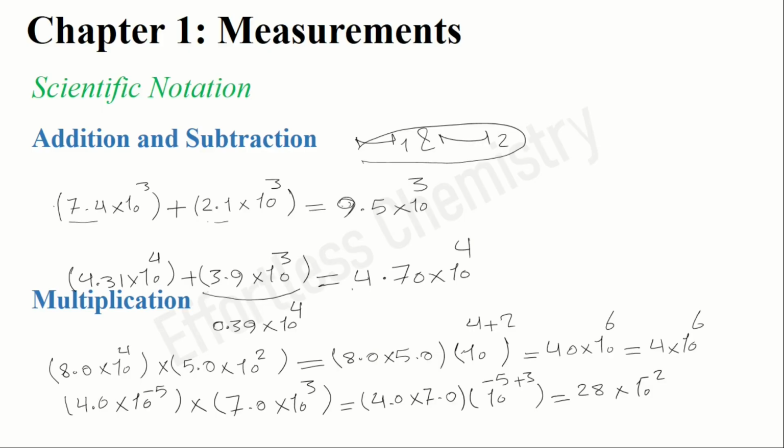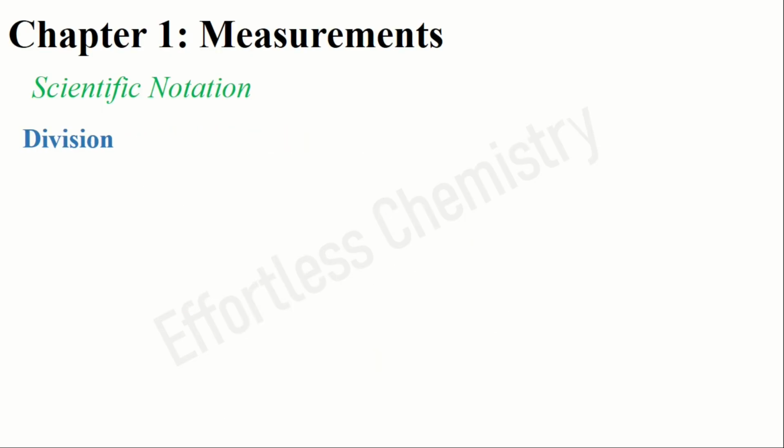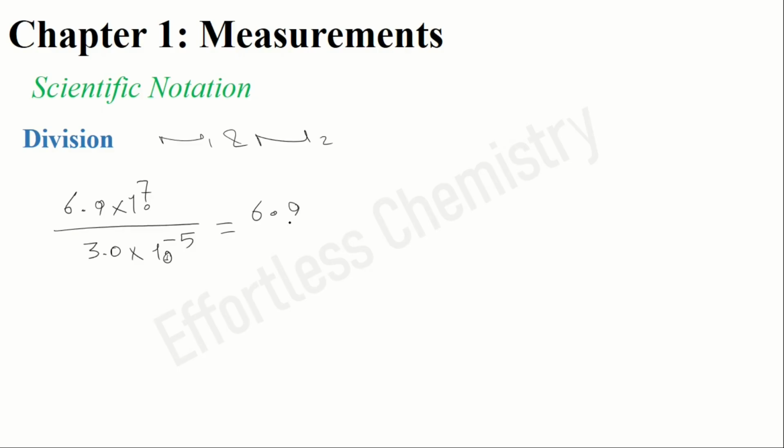Let's solve another problem in division. To divide using scientific notation, we divide n1 and n2 as usual, and subtract the exponents. As an example, here: 6.9 multiplied by 10 to the 7, divided by 3 multiplied by 10 to the minus 5. It can be written like that.